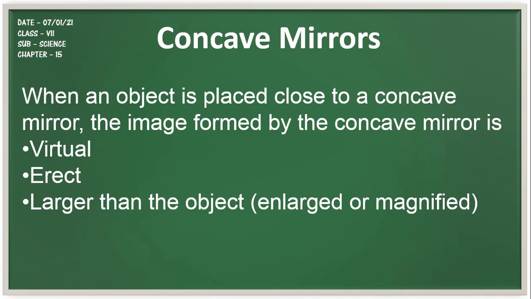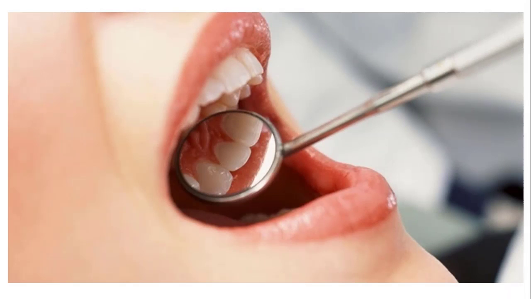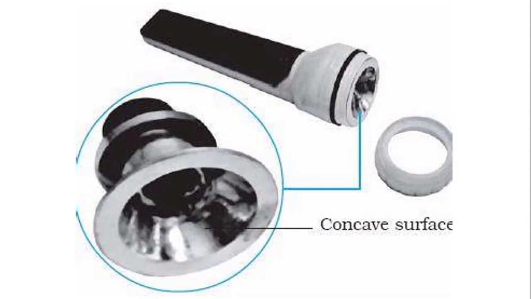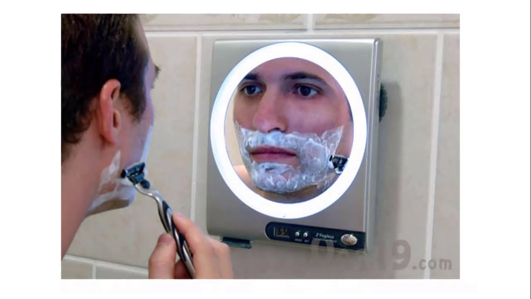Uses of concave mirror. These mirrors are used by dentists to see large image of teeth of a patient. It is used in torches, headlights of vehicles and searchlights to get a strong straight beam of light. They are also used as reflectors. It is also used to see large image of the face. Then concave mirrors are used as shaving mirrors as well.